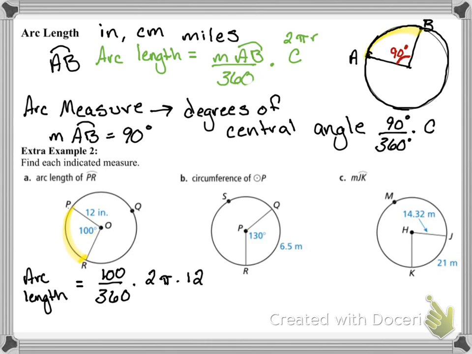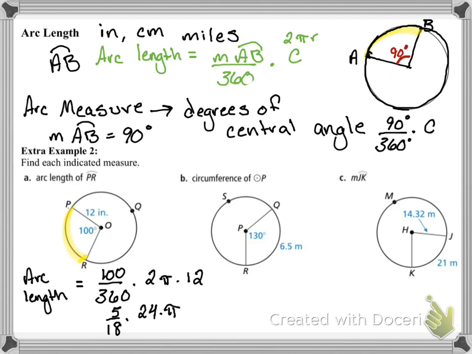So 100 divided by 360, as a fraction in simplest form, is 5 over 18, times, well, we can take the 2 times the 12, that's 24 pi. Again, it's a multiply, so I can multiply this 5/18 times the 24.